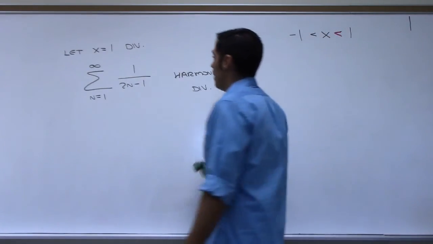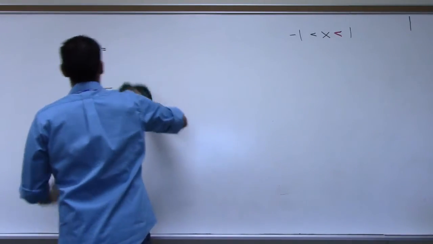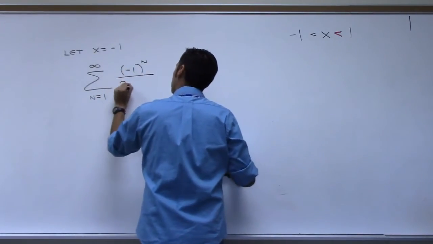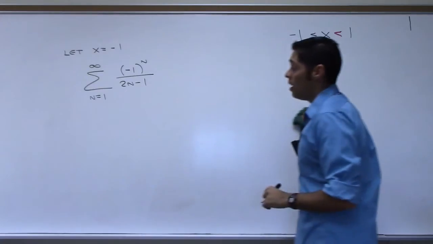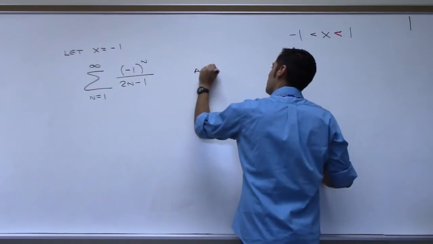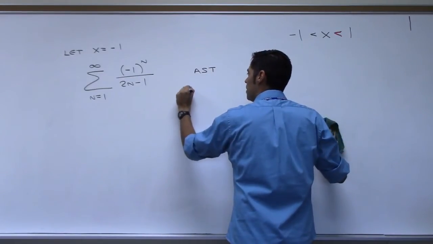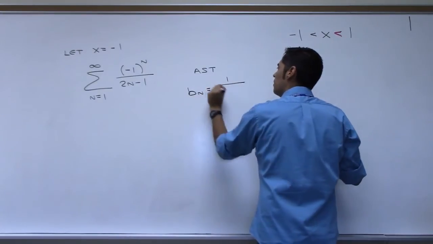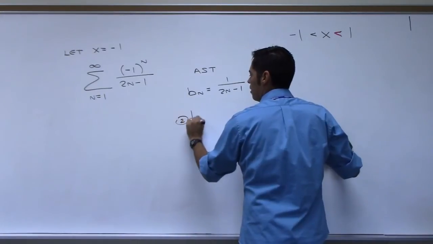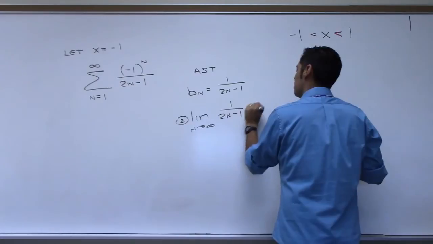Now let's let x be -1. If x is -1, it becomes -1 to the n over 2n minus 1. This is no longer harmonic. This is an alternating harmonic, and I need to use alternating series test for this. So when I do alternating series test, I identify b sub n, which is the positive part of this, which is that. I'll check the second condition. The limit as n goes to infinity of this is obviously 0, so that's nice.